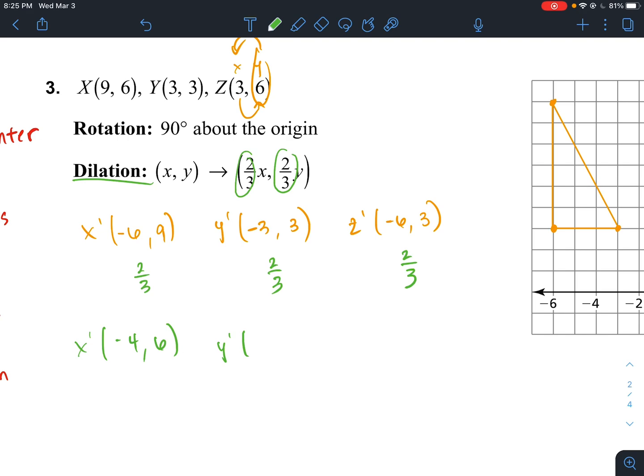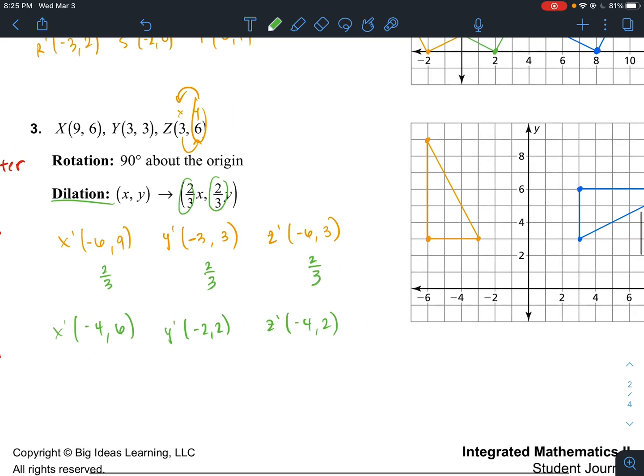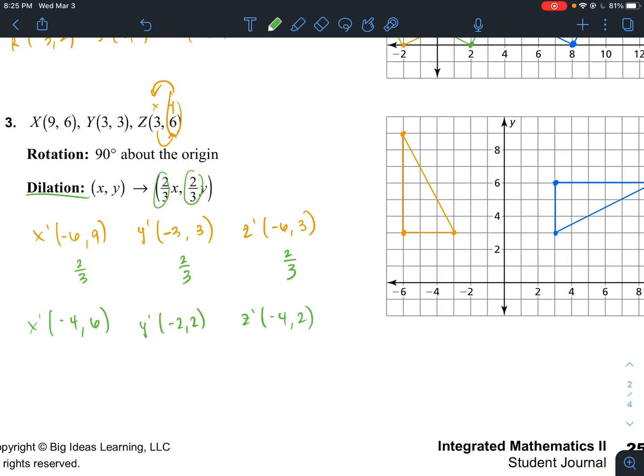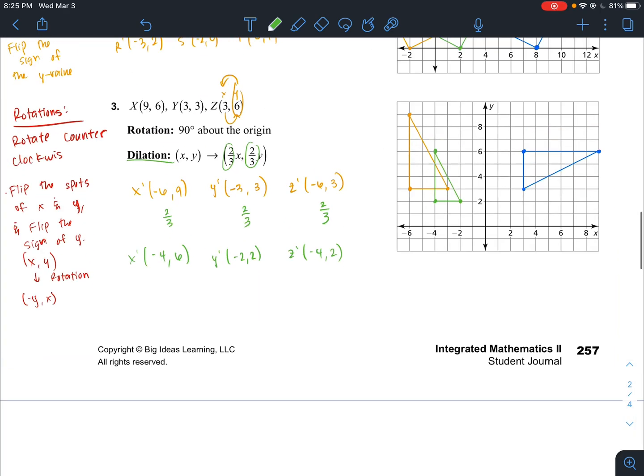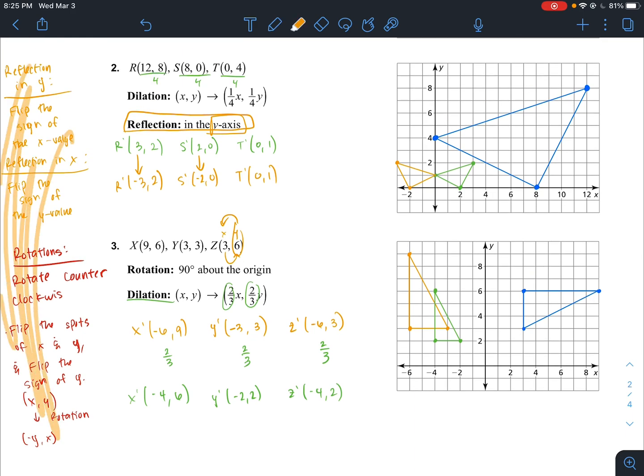Y prime will be negative 2, comma 2. Z prime will be negative 4, comma 2. So then my final figure will be at negative 4, 6, at negative 2, 2, at negative 4, 2. So there you go. It's a dilation by a factor of 2/3, which means it's a reduction, so it gets smaller. Okay, so make sure that you know these notes right here on the left-hand side. That's how you perform these types of transformations.